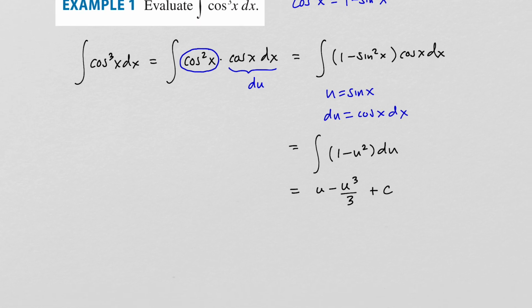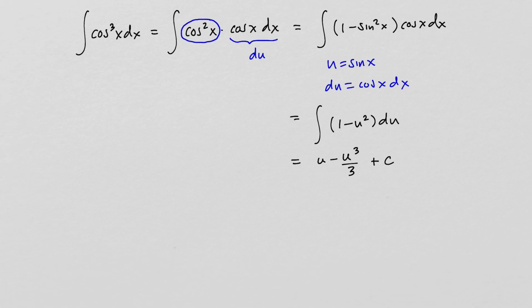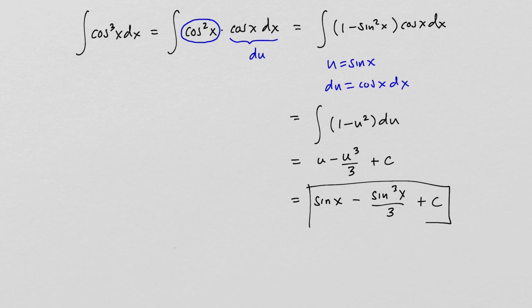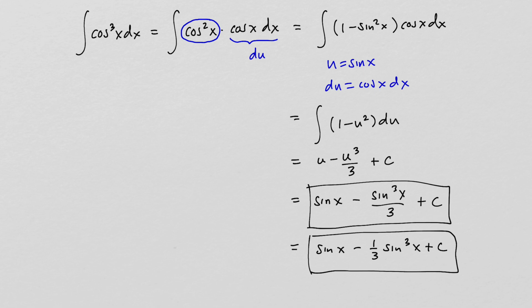But remember, you have to go back and resubstitute the original function back in. So if u is equal to sine of x, we have sine of x minus sine cubed of x divided by 3 plus c. And you can write your answer like this, or you can also write your answer in this way. It's really just personal preference. What's important here is that you recognize both of these as being the same.